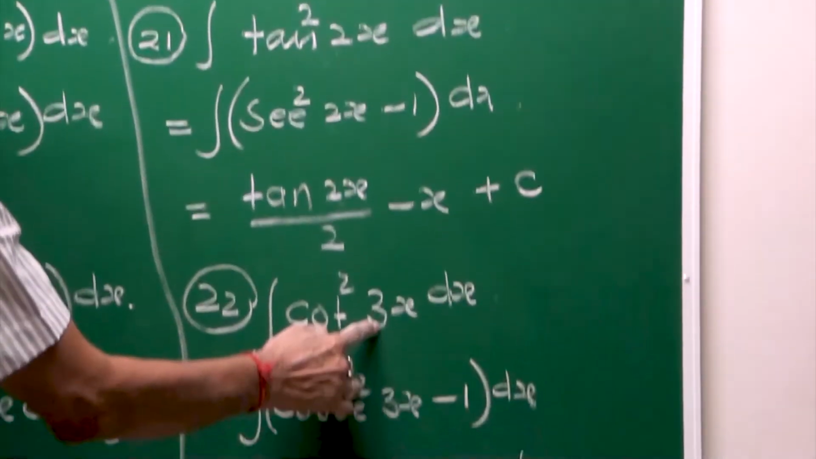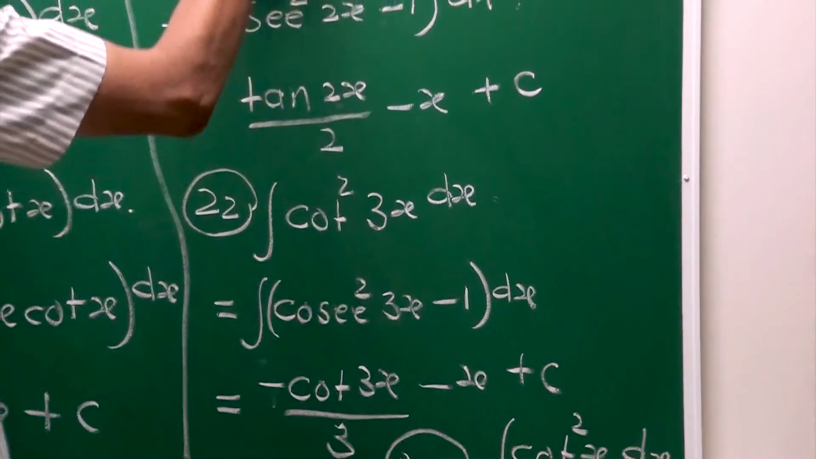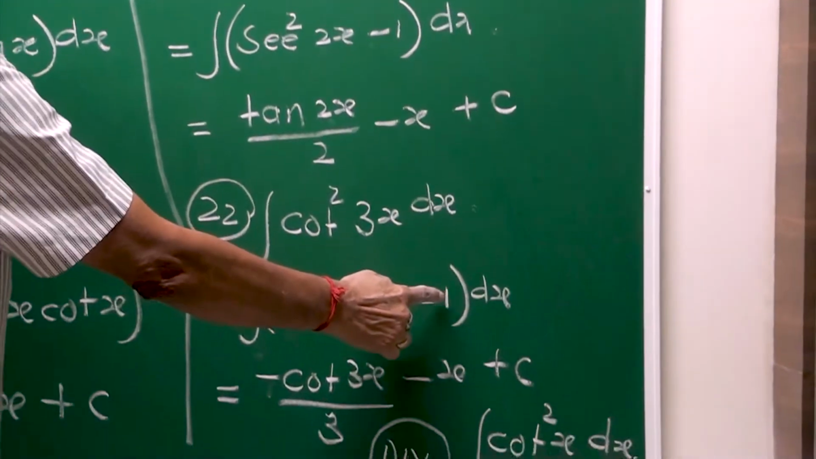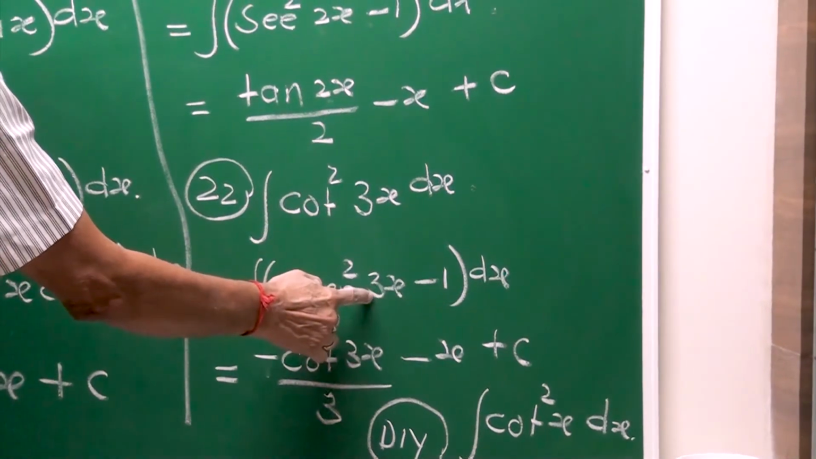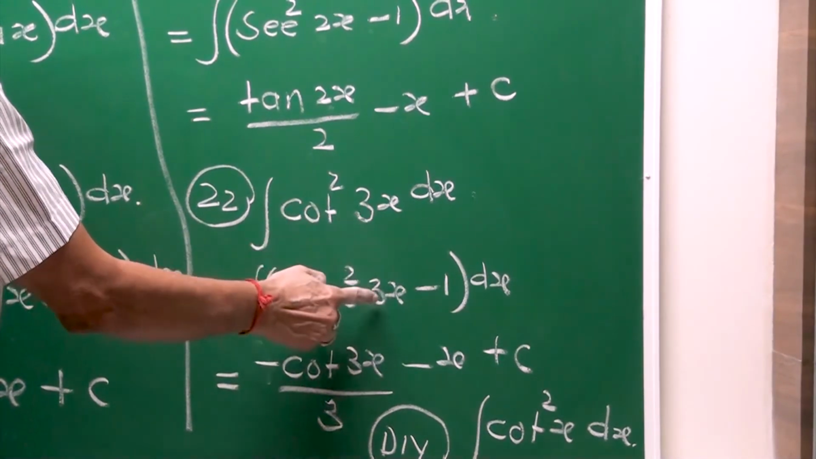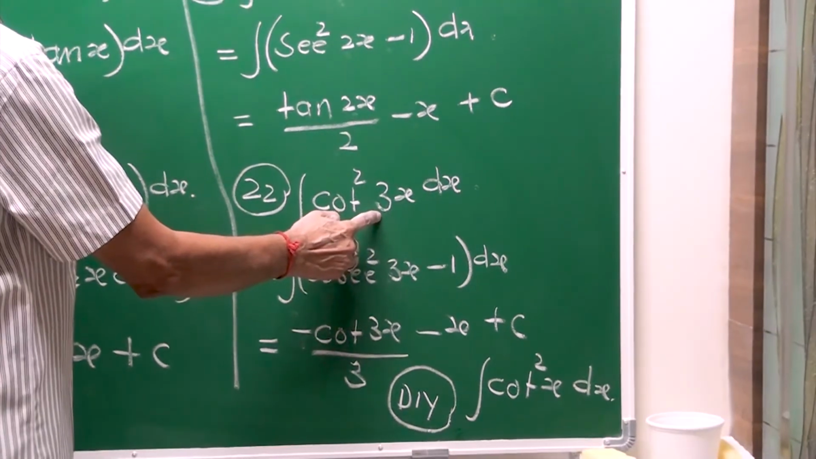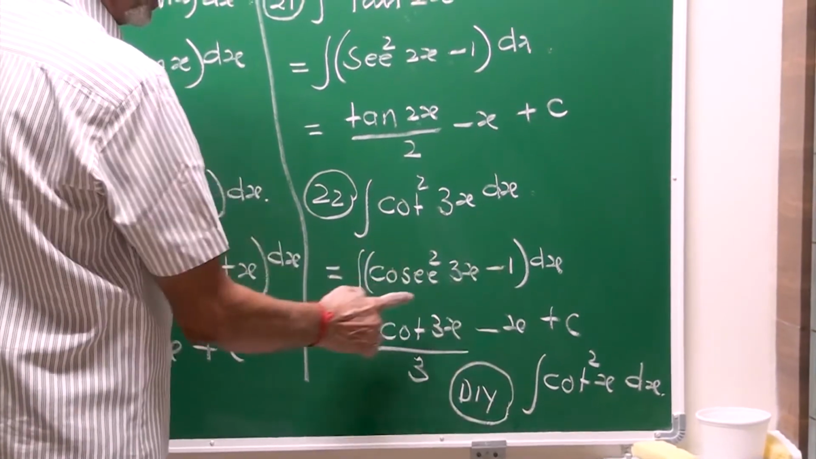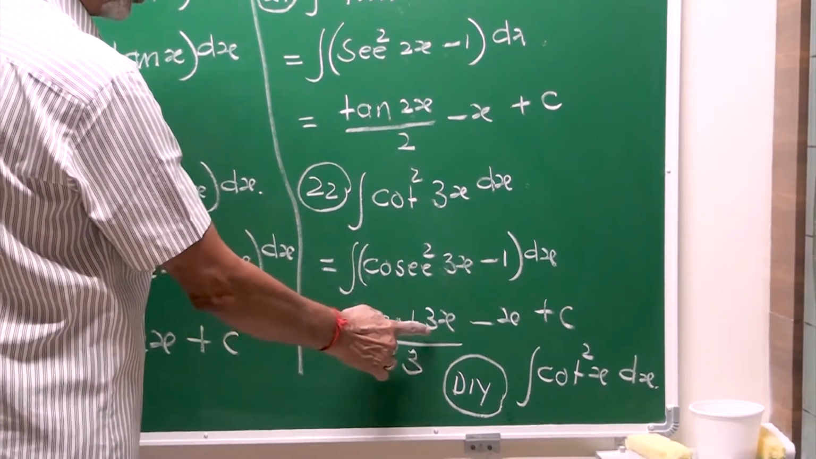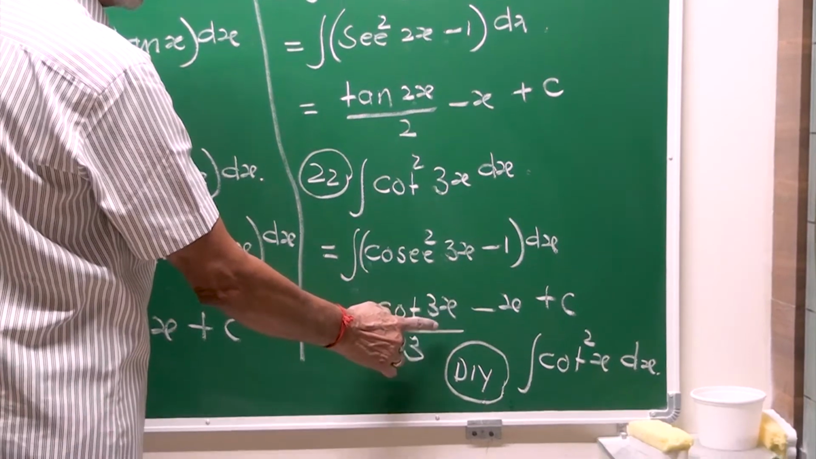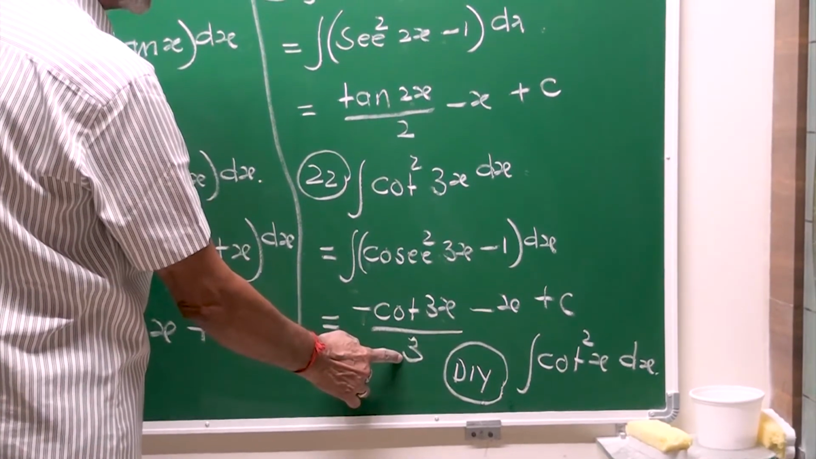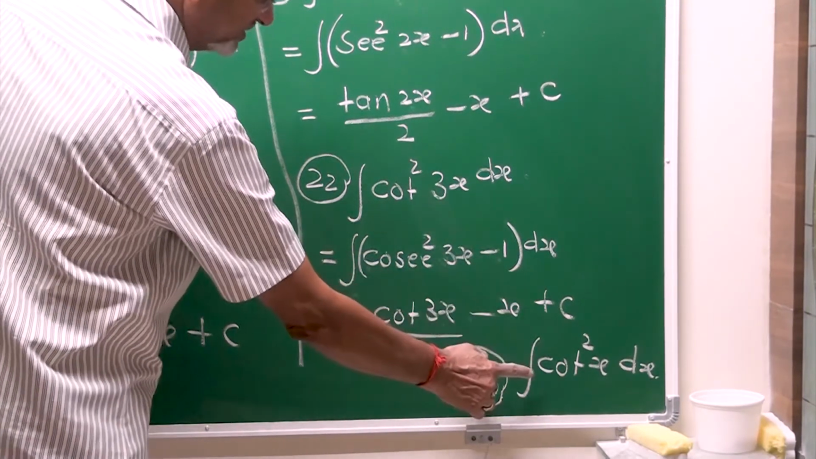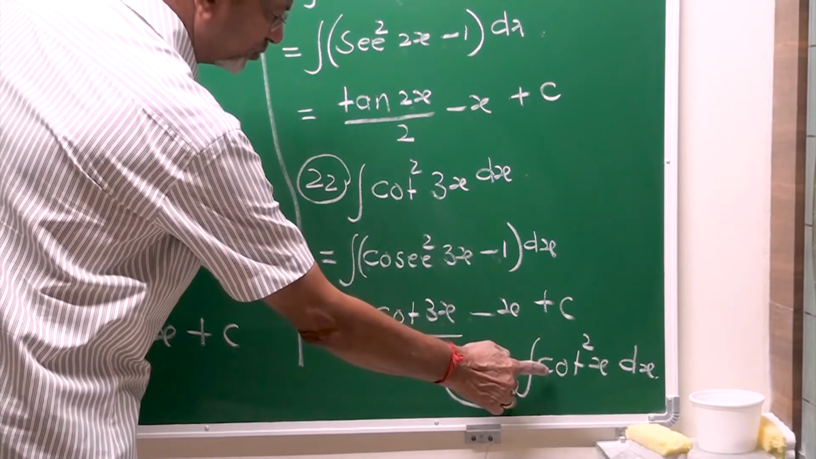Cot square 3x. Tan square is sec square minus 1. Cot square is cosec square minus 1. If it is x, write the angle x. If it is other than x, write the angle other than x. Cot square 3x is cosec square 3x minus 1. Integral of cosec square is minus cot, angle as it is. If it is other than x, divide by the coefficient, minus 1 x plus c. This is just instead of 3x, cot square x.